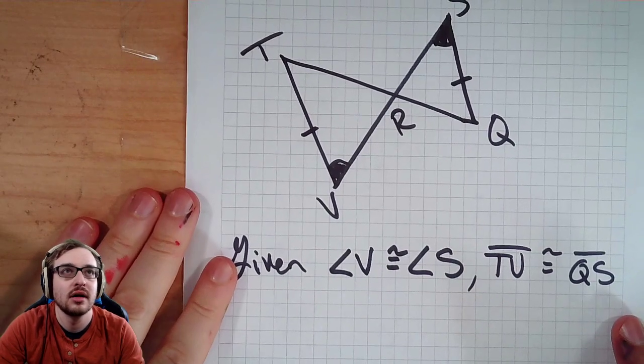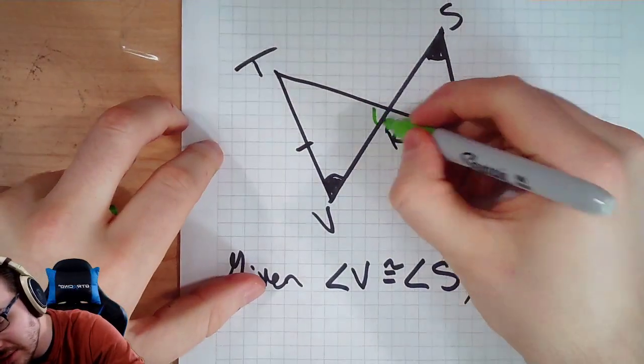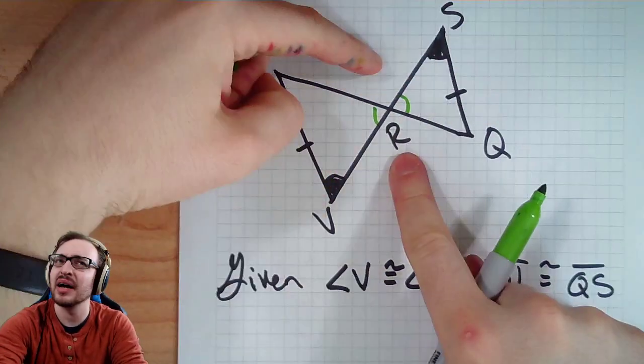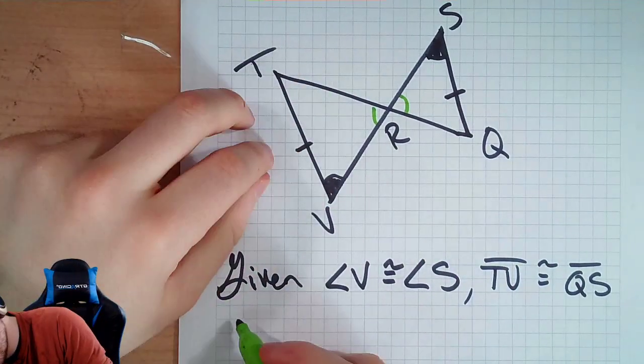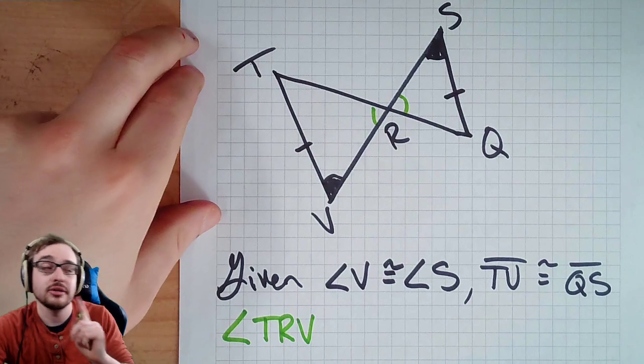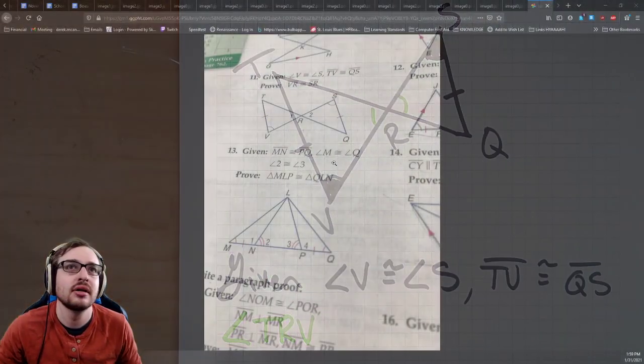So for this one, the first thing we should notice, and I already pointed out, is that we have vertical angles here. Obviously, that means the top and bottom will be the same too, but I don't care about those angles, right? Because those two angles aren't part of our triangles. So angle TRV, always use 3 letters to label your angle. I know it says angle 1 and angle 2 here, right?